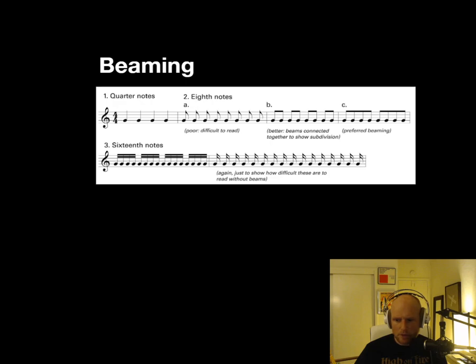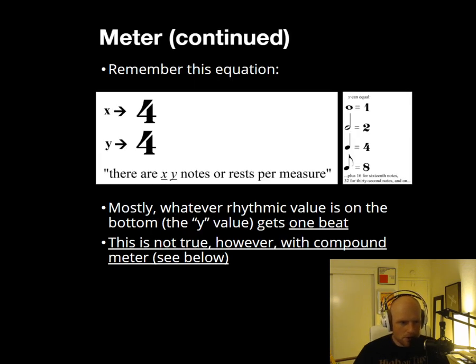Before we get into this, I want to go back a few and just review this again. If we're looking at 4/4, for instance, that means that there are 4 quarter notes or rests per measure. And I wrote down here, mostly, whatever rhythmic value is on the bottom, or the Y value, gets one beat, meaning one click. When I was showing you the metronome, one beat would be one click. So in this case, in 4/4, the quarter note would get one beat.